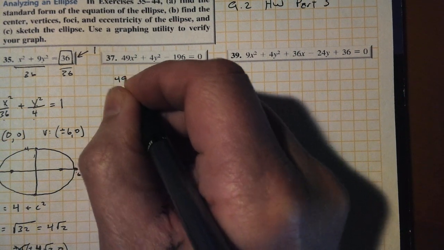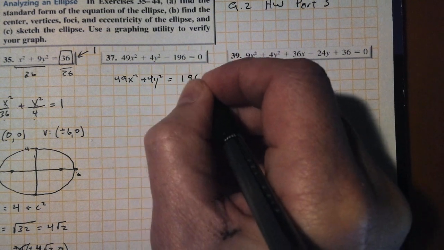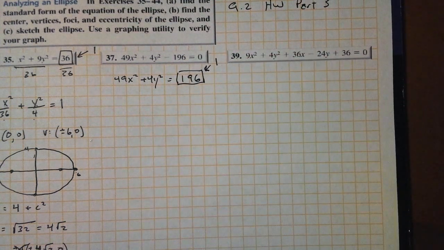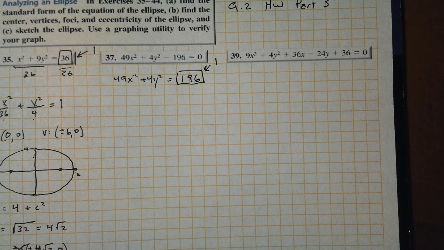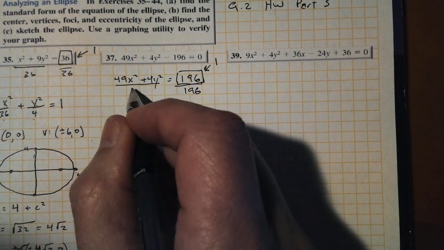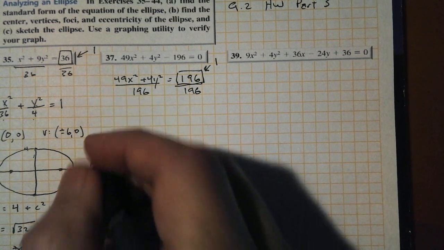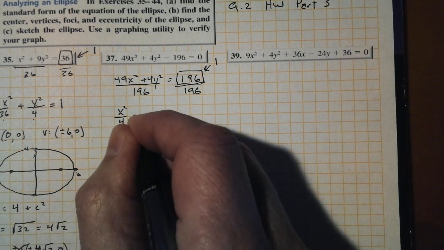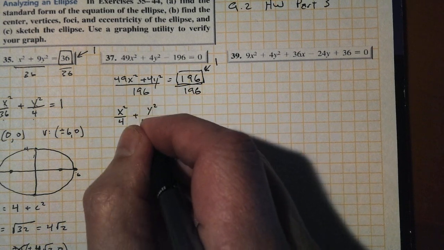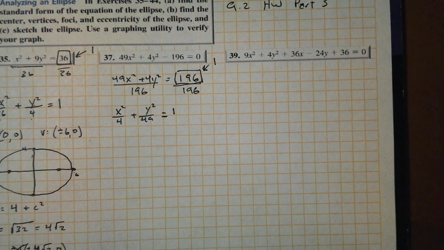But I'm going to go 49x squared plus 4y squared equals 196, and now I want that to be 1. And otherwise it's just like problem 35, just bigger numbers. So I'm going to divide by 196 both sides. And conveniently, 49 divided by 196 is 1/4. So I get x squared on 4. 4 goes into 196 49 times. Y squared on 49 equals 1, and we're in business.